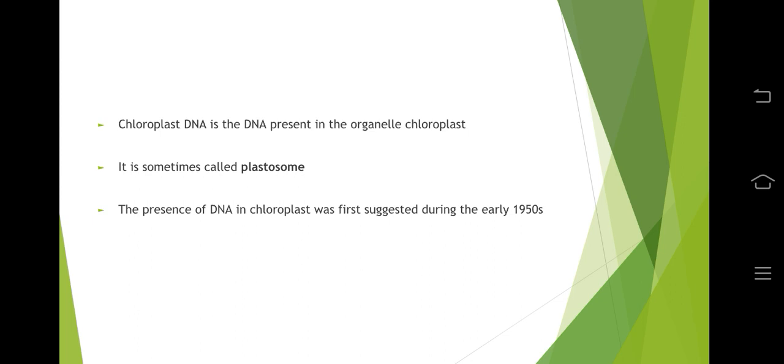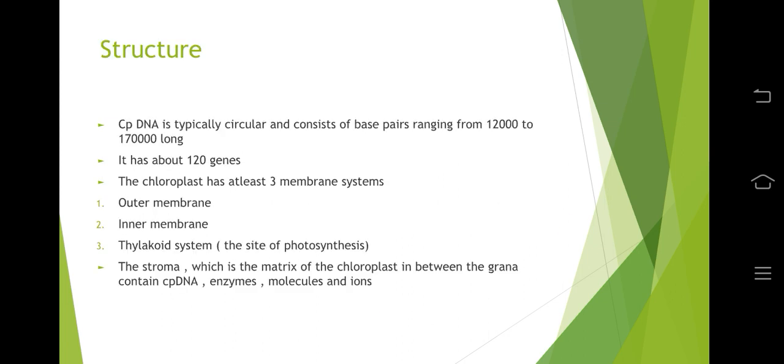Chloroplast DNA is the DNA present in the organelle chloroplast. It is sometimes called chloroplastosome. The presence of DNA in chloroplast was first suggested during the early 1950s. cpDNA is typically circular and consists of base pairs ranging from 12,000 to 170,000 long. It has about 120 genes. The chloroplast has at least 3 membrane systems: outer membrane, inner membrane, and thylakoid system, the site of photosynthesis. The stroma, which is the matrix of the chloroplast in between the grana, contains cpDNA, enzymes, molecules, and ions.